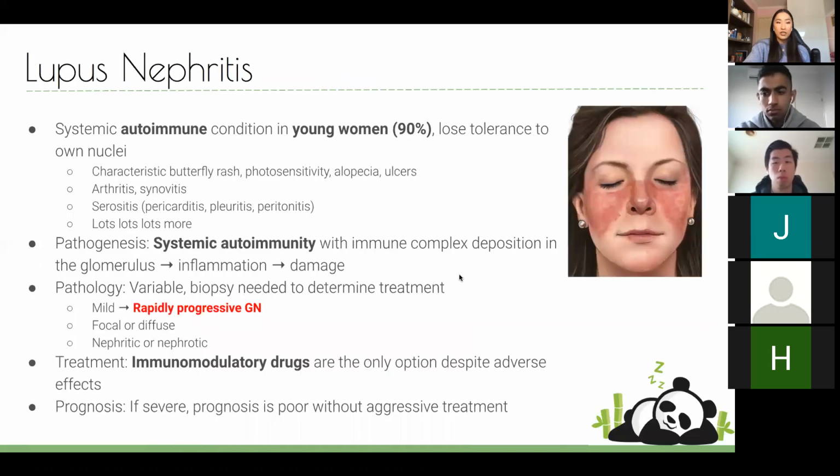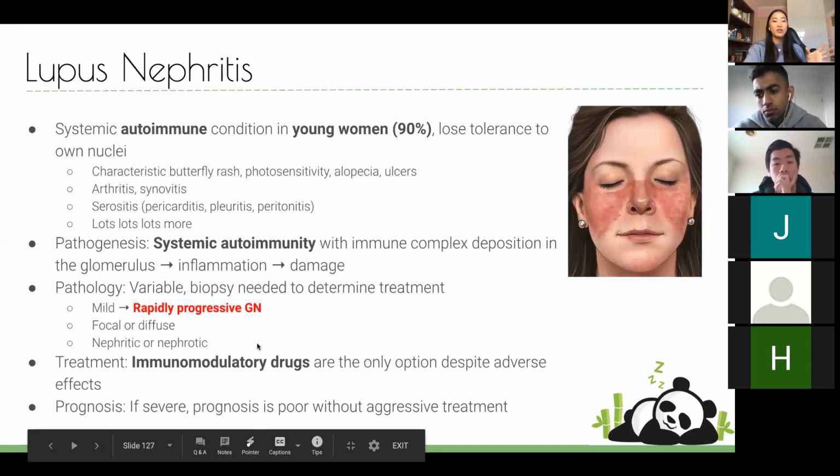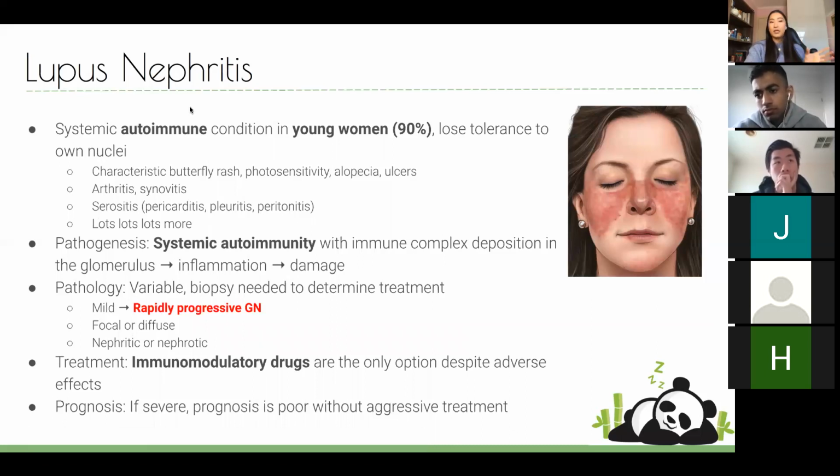Okay, and then the last one is lupus nephritis. And this one, it's pretty easy to identify because they will have systemic symptoms of lupus. Kidney-wise, it's hard to differentiate because it can be anywhere on the spectrum. So it can be very mild or it can be rapidly progressive. It can be focal or diffuse, nephritic or nephrotic. The presentation, you really can't tell. But what gives it away is the systemic presentation.